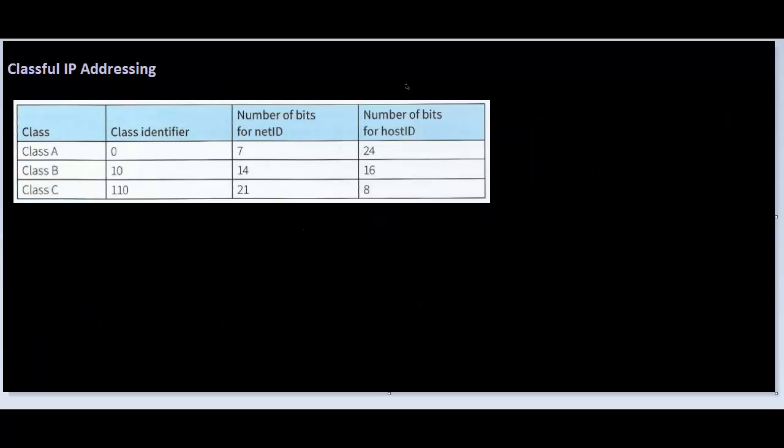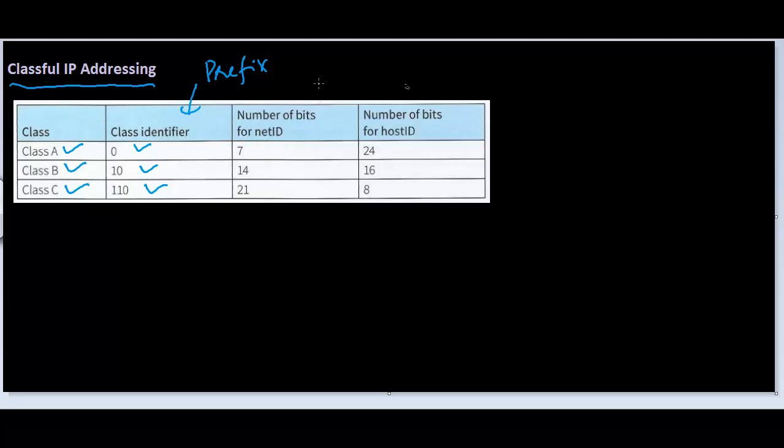This table gives a summary of what we have studied so far. What we have studied so far is called classful IP addressing, where networks can belong to 3 classes: class A, class B, or class C. The prefix for class A is 0, for class B is 10, for class C is 110. This prefix helps the router identify whether this IP address is a class A IP address, or a class B IP address, or a class C IP address.